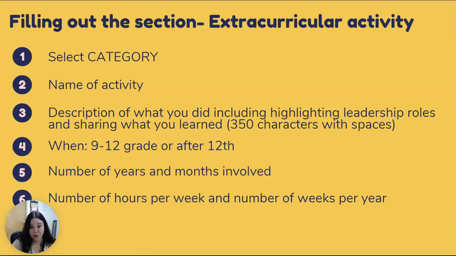The third category is an extracurricular activity. Here again, you have to select the category, which is extracurricular activity. You have to name the activity. You have to give a description of what you did, including highlighting any leadership roles and sharing what you learned through that activity, when you participated in the activity, how many years, how many months within those years, and then how many hours per week and weeks per year. Going back to bullet number 5, years and months involved actually means if it was 3 years and 3 months, 3 years and 6 months, or if it was just 4 years, 0 months.